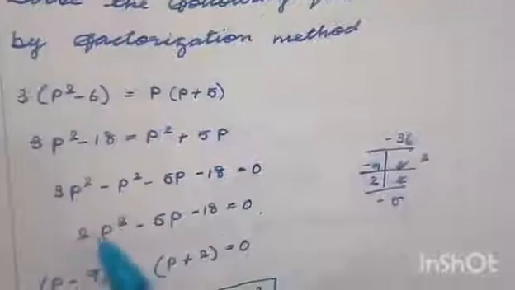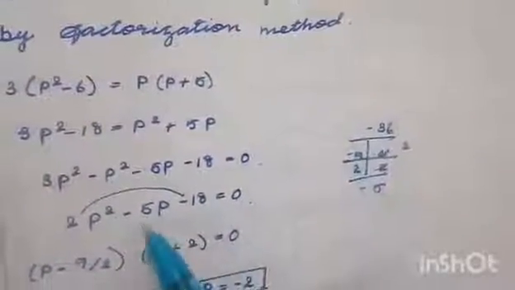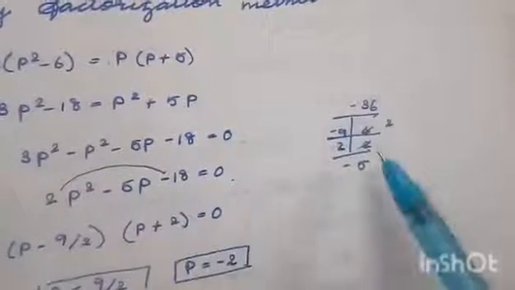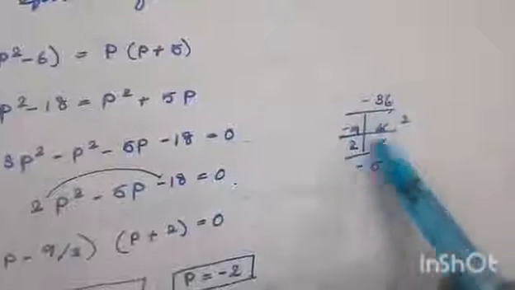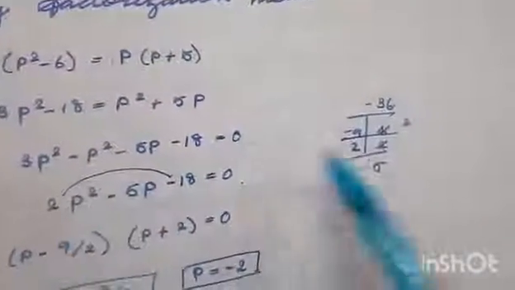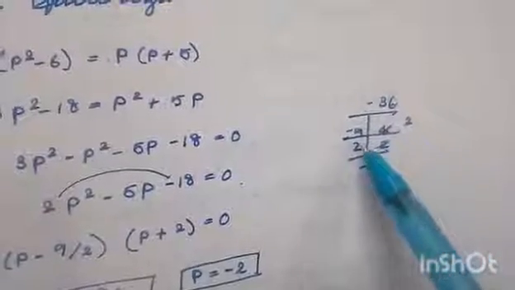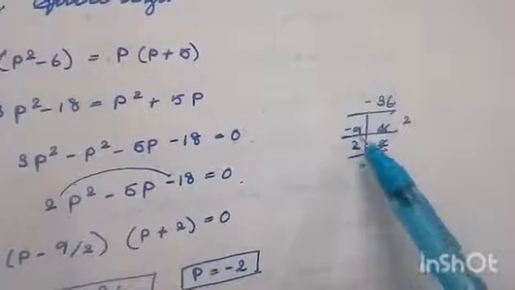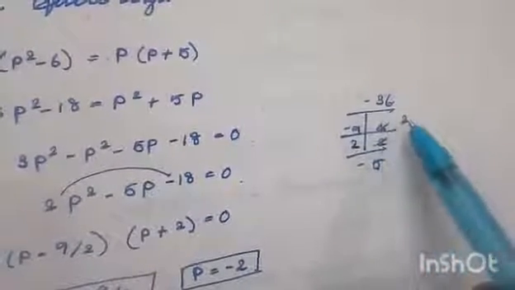For the factors, the coefficient is 2. So you have to multiply these two, 2 into 18 is 36, and their sum value is minus 5. So 9 fours are 36, 9 and 4 satisfy the sum also. In the beginning you multiplied by 2, so after finding the factors you have to divide by 2. 9 by 2, 4 by 2. It is not able to cancel, so keep the same number as a fraction. For this, 1 twos are 2, 2 twos are 4.